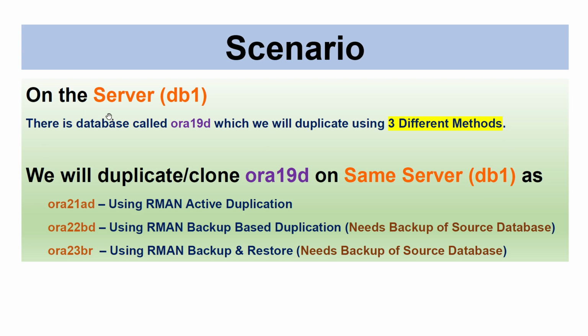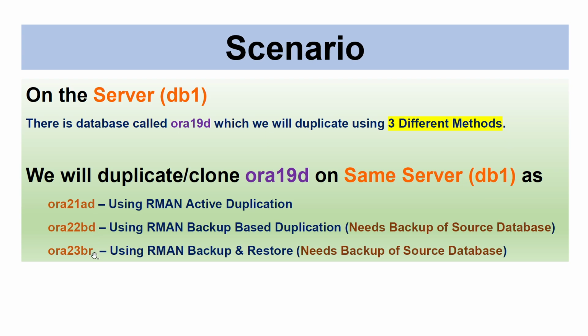This is our scenario. On the server, which is DB1, there is a database called RMAN which we will duplicate using three different methods. We will duplicate or clone RMAN on the same server, DB1, as RR21AD using RMAN active duplication, RR22BD using RMAN backup based duplication, and RR23BR using RMAN backup and restore. If you see the naming convention, the source database name is RR19D, and AD stands for active duplication, BD stands for backup based duplication, BR stands for backup and restore.